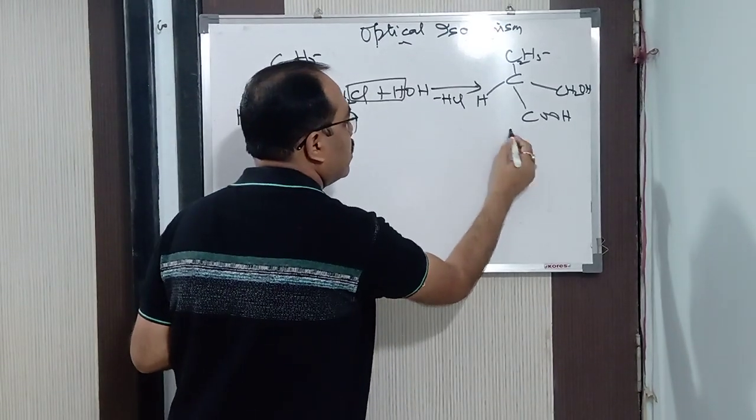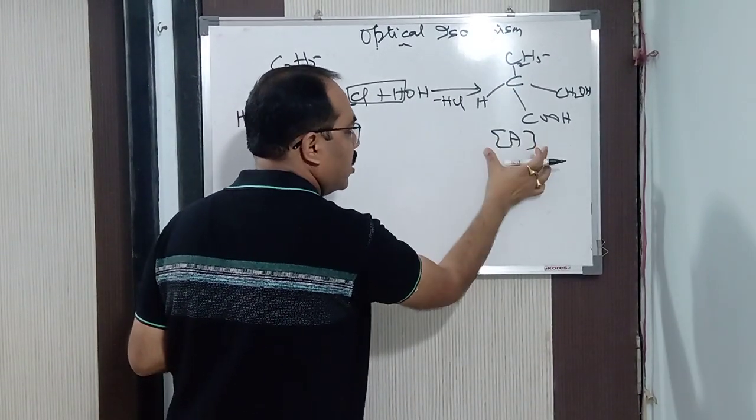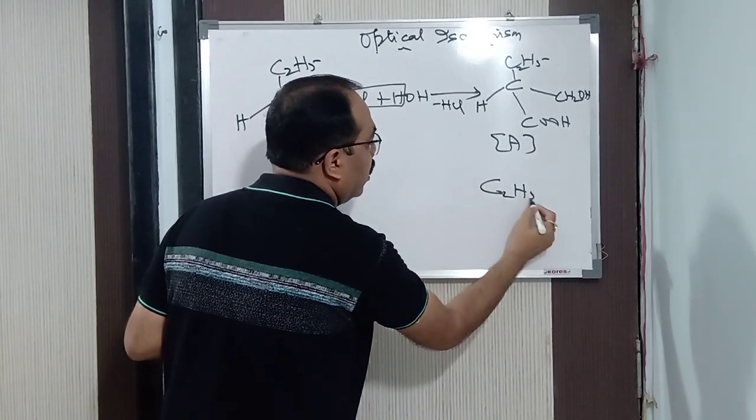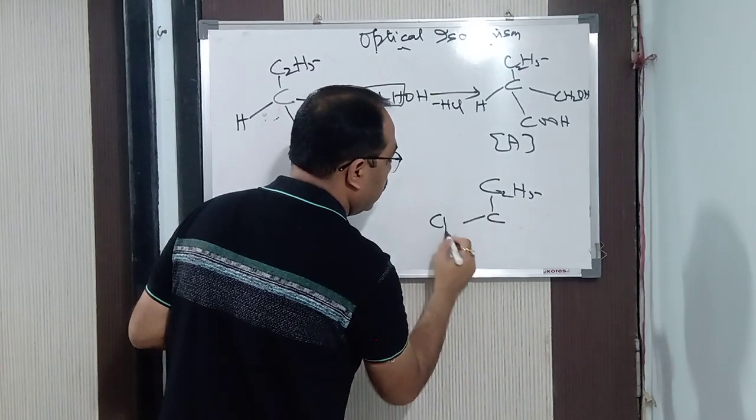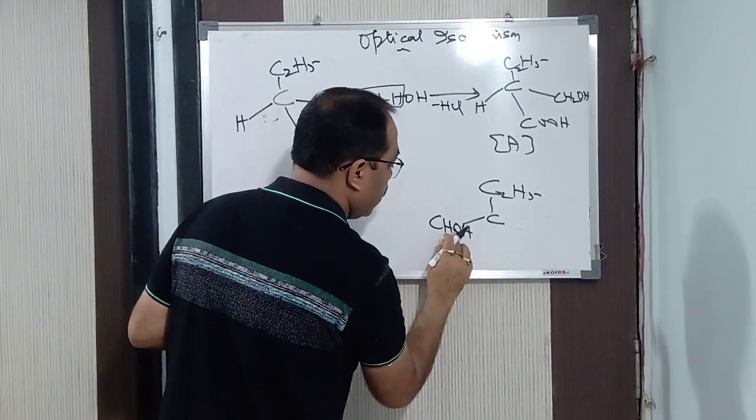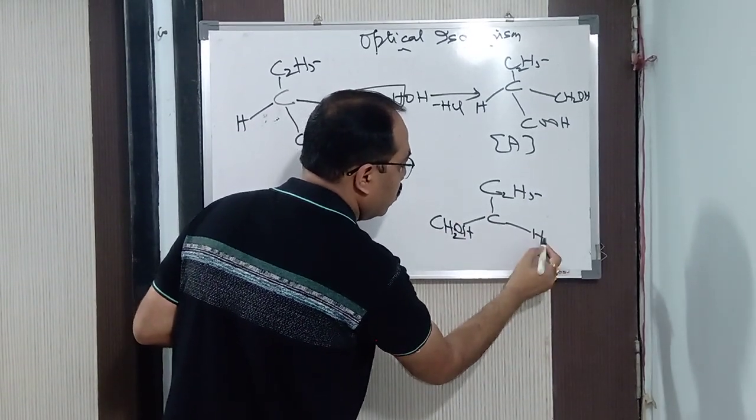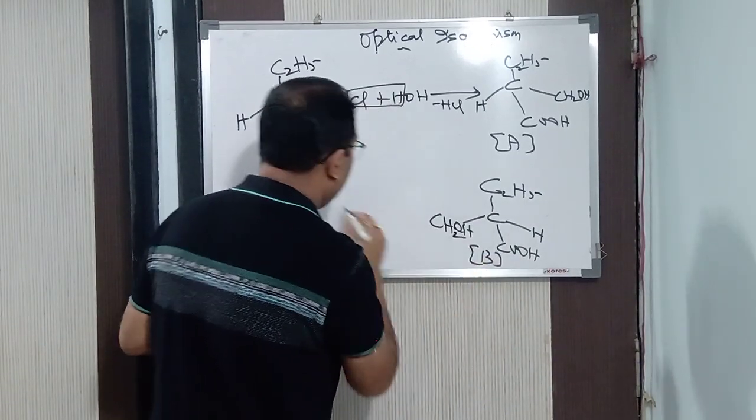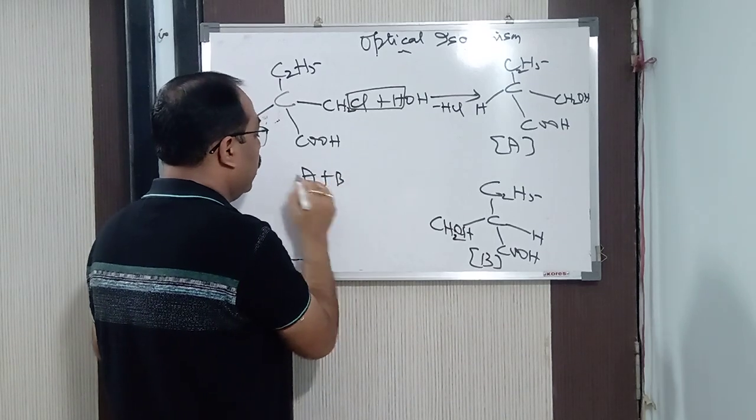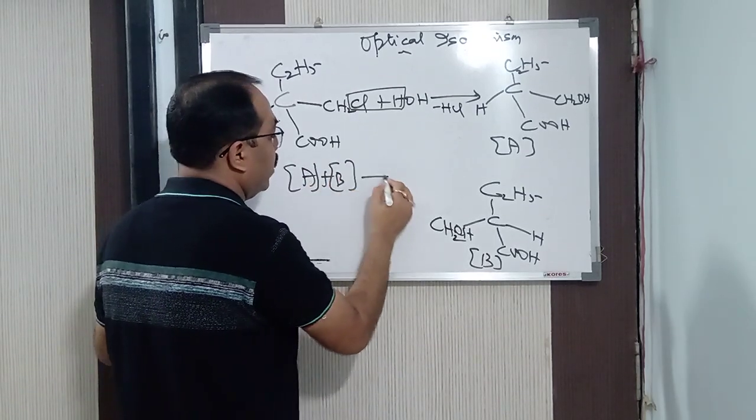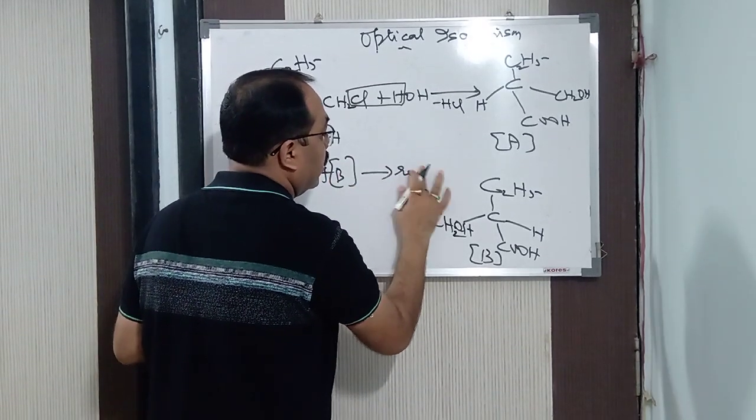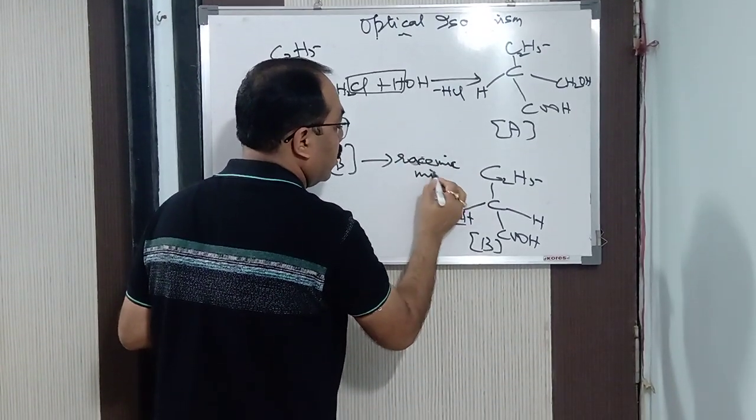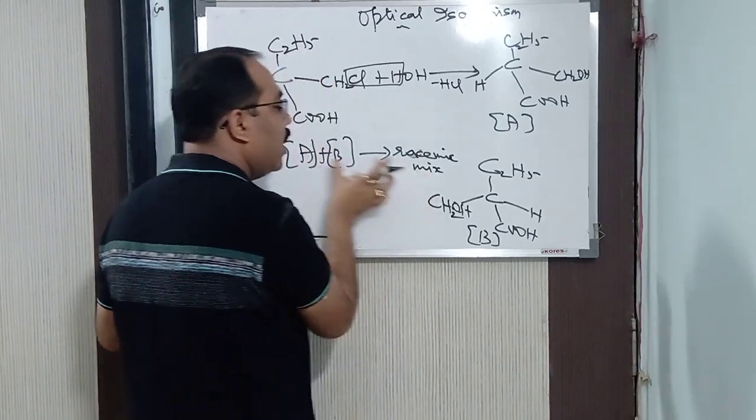Now let us say this is A, the retention product which you got. And for inversion, let us say this is the product you will get. That is CH2OH on this side and H on this side, and this is COOH. This is B. Let us say A plus B together is known as the racemic mixture, and the phenomenon is known as racemization.